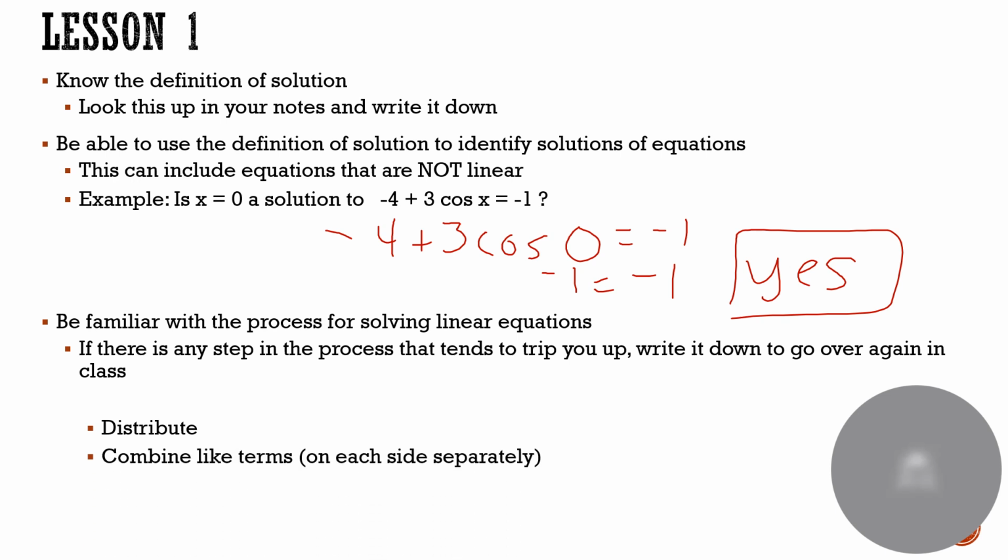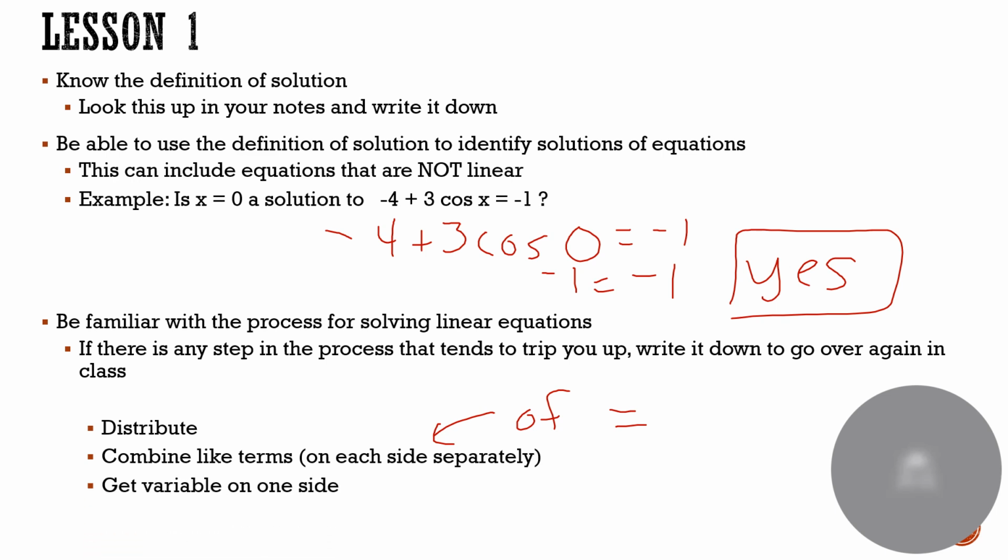Combine like terms, and specifically combine like terms on each side separately. When I say each side, I mean each side of the equal sign. So you look at the left side of the equal sign and see, is there something I can combine? Do I have a 2x plus a 4x? Do I have some numbers I can combine? And then you look at the right-hand side and see if you can do that there.